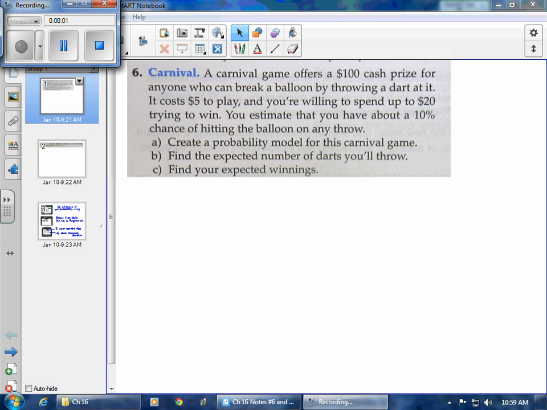So you can go ahead. This is actually from your textbook, so you don't have to write the whole problem down. You can just write down page 382, number 6, and you can look in your textbook to see this problem.